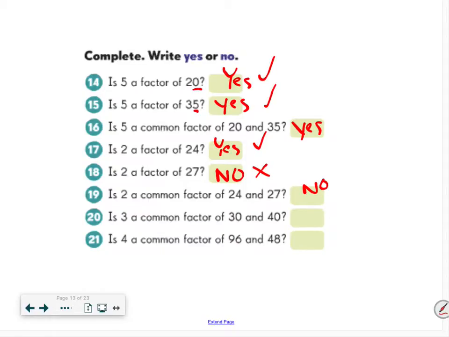Last one, is 3 a common factor of 30 and 40? Well, let's use our divisibility rules. 3 plus 0 is 3, so 3 can go into that one. 4 plus 0 is 4. 3 can't go into 4, so that's a no. And is 4 a common factor of 96 and 48?